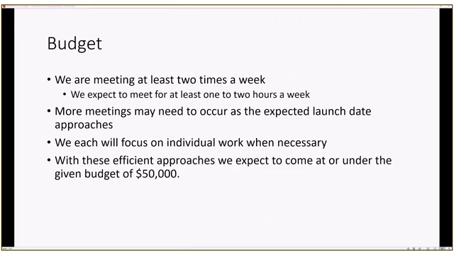All right, so for our budget, we're meeting at least 2 times per week, on average usually about 1 to 2 hours per week. We feel we're using our time as efficiently as possible. We may have more meetings as our expected target date approaches. We often work together using a sort of paired programming approach, as we feel we can achieve more in a shorter amount of time by putting our heads together. That said, we will be branching off and doing some individual work as necessary, especially as we focus more heavily on our development process.